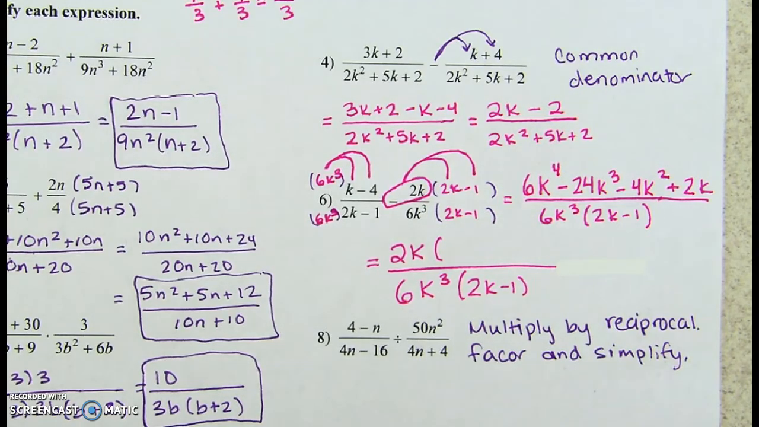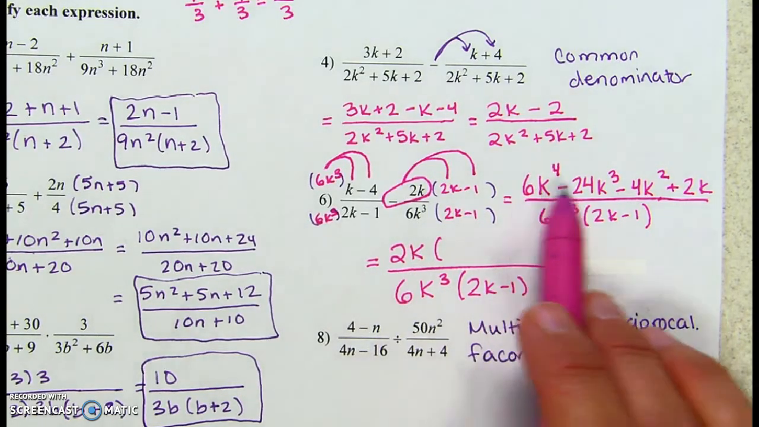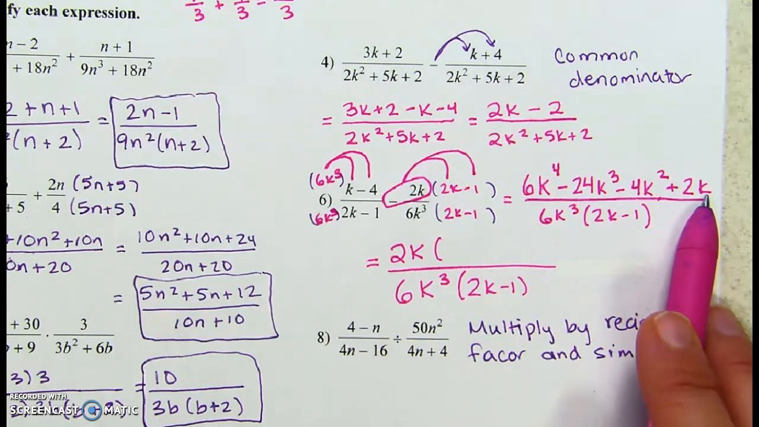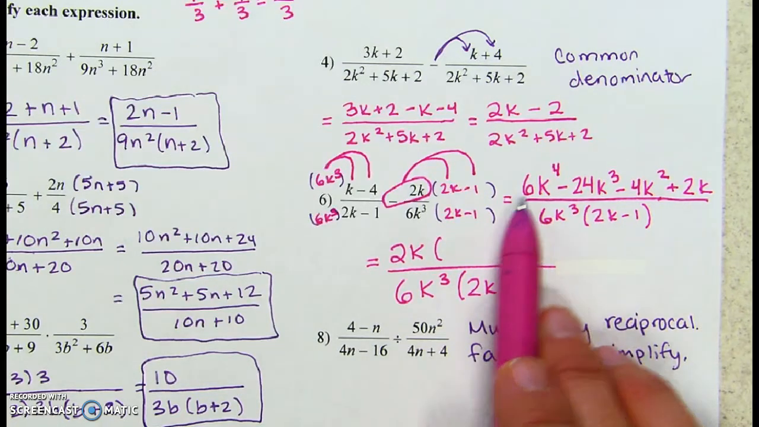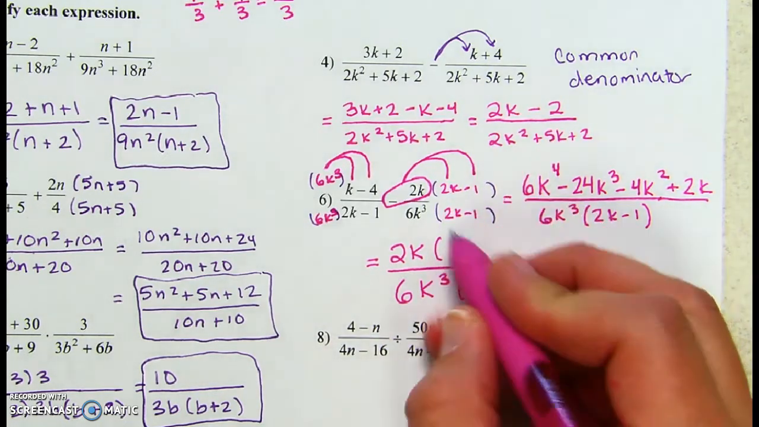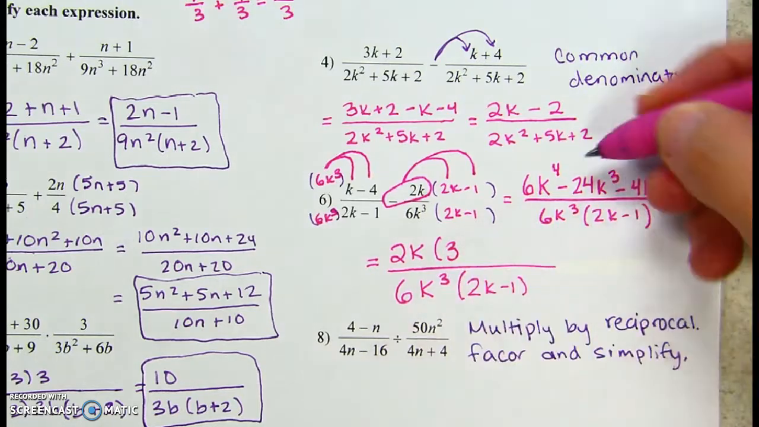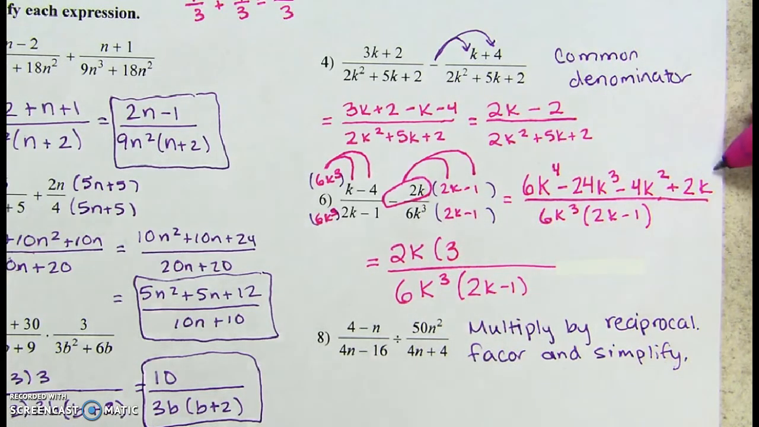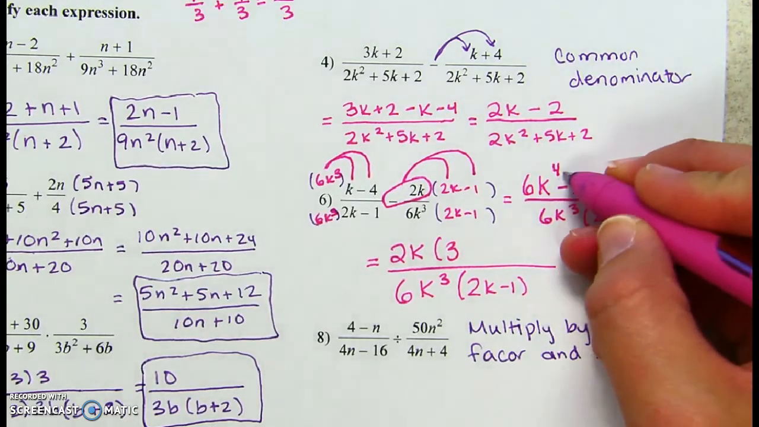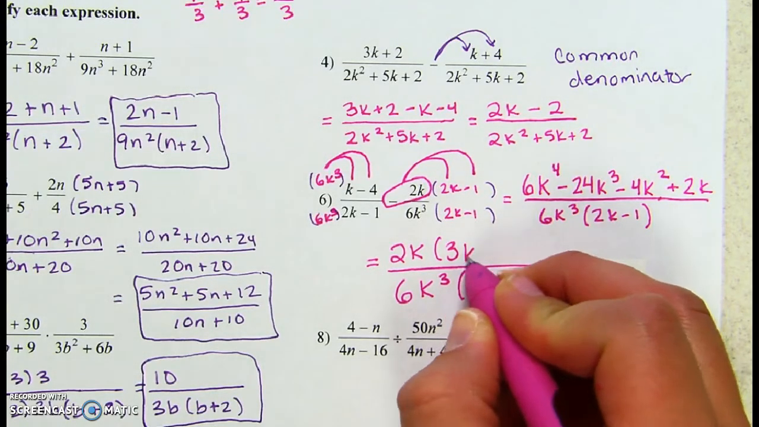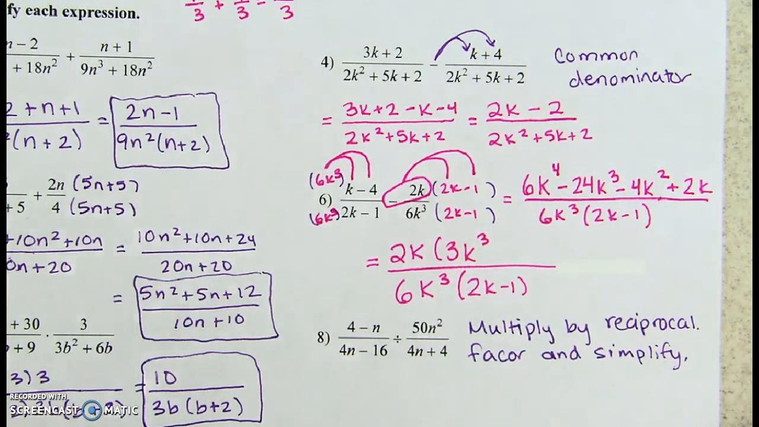Okay, so let's divide out 2k from these four terms. You ready? Here we go. 6 divided by 2 is 3. And we're going to take each exponent and reduce it by 1 because we're taking 1k out of all of them. So it was k to the 4 and now it's going to be k cubed.